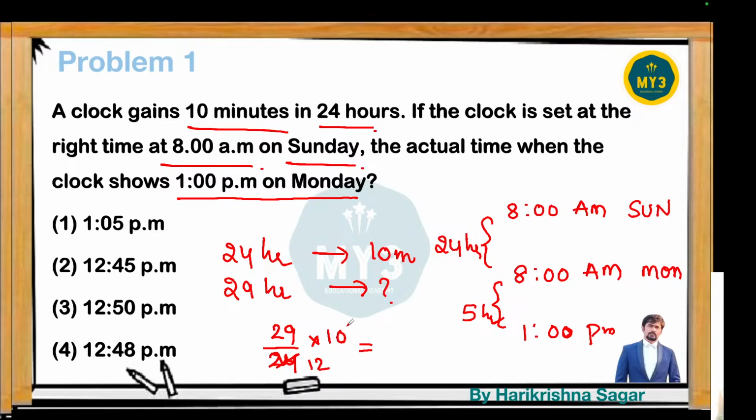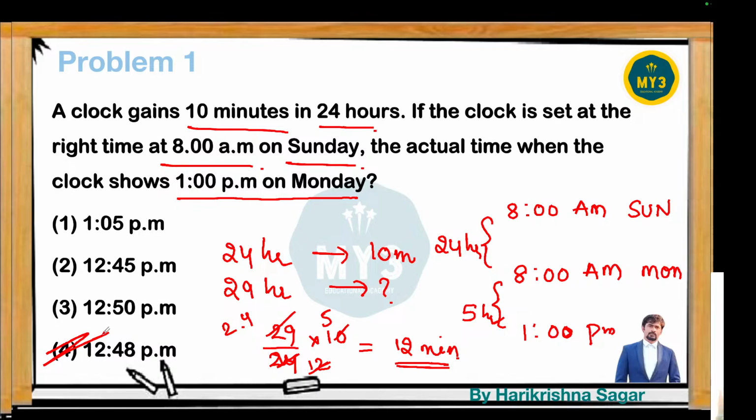So this is 12, this is 5. 12 ones are 12, 12 twos are 24, and 12 fours are 48. So 2.4 into 5 gives a result of 12 minutes. So 12 minutes means it is going to show 12 minutes less than 1. So 12 minutes less than 1 means 12:48 is going to be your answer choice. Mark the answer choice as option 4.